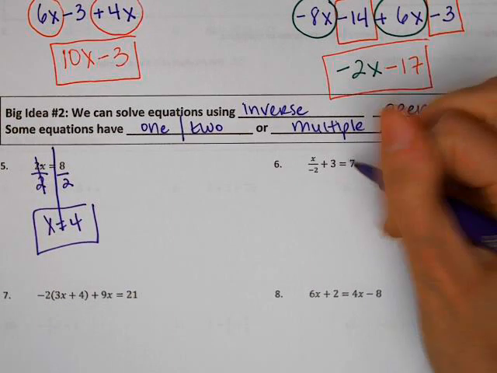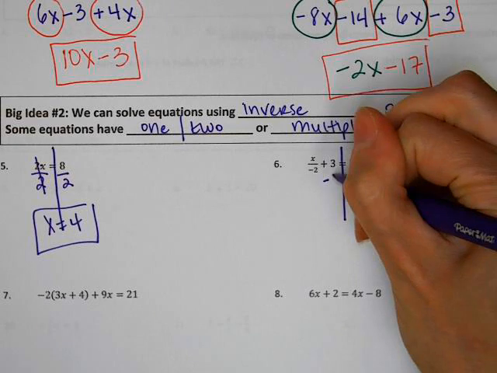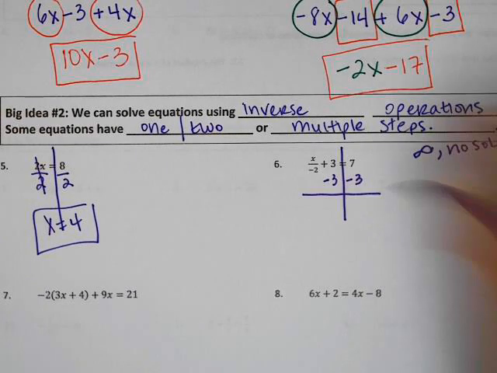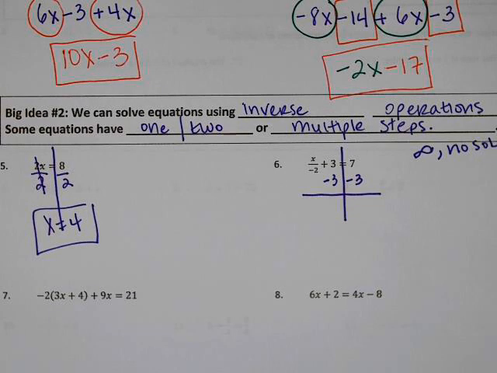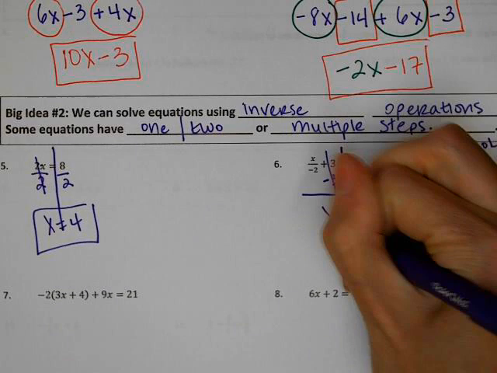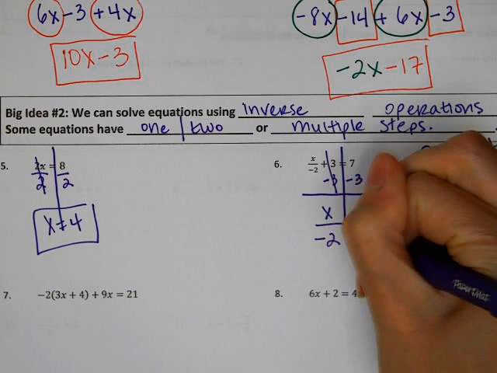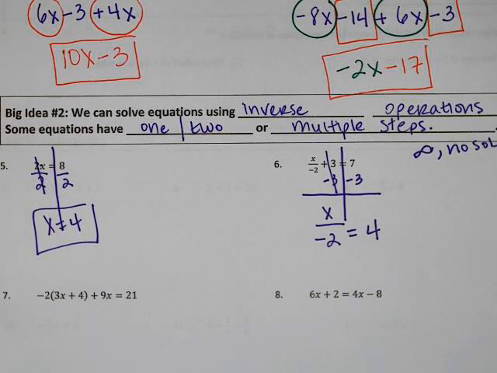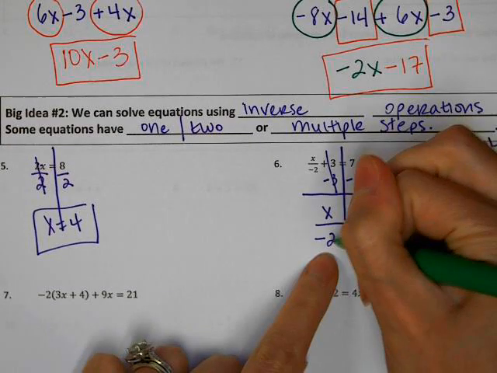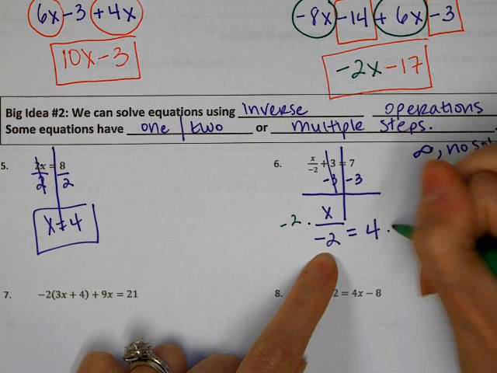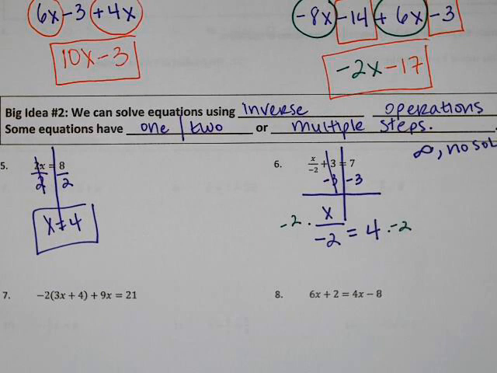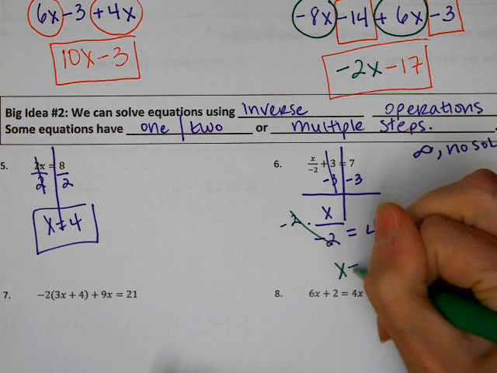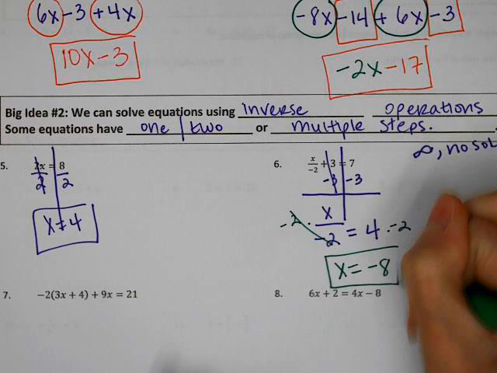Now number 6 has 2 steps, and remember we always undo the addition or subtraction first. So we're going to subtract the 3 over, and then we have x divided by negative 2 equals 4, and then to undo dividing by negative 2, we multiply by negative 2. So these cancel, and x is going to be negative 8.